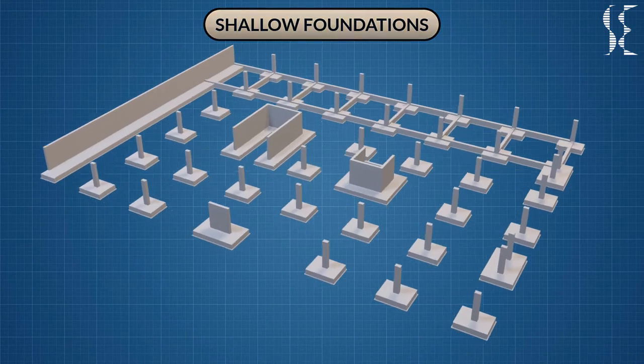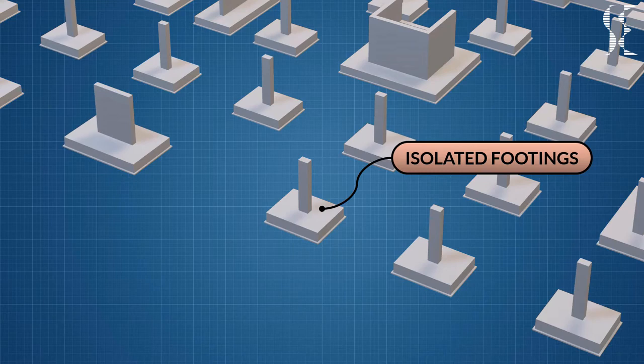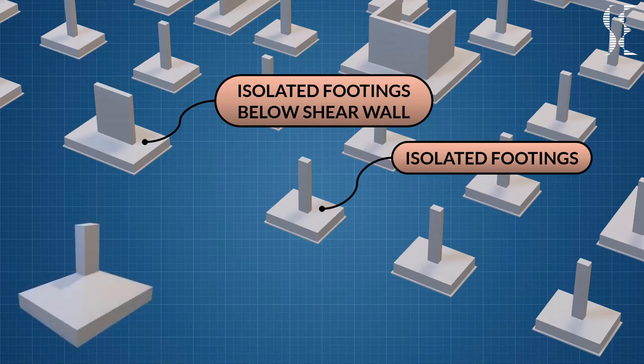First is isolated footings, which are provided under each column individually. They can be just uniform thickness reinforced concrete pads and can be square, rectangular, or circular in plan as per design and analysis requirements. They can also be provided below an individual shear wall. Isolated footings can be sloped or in steps as per design or construction requirements.